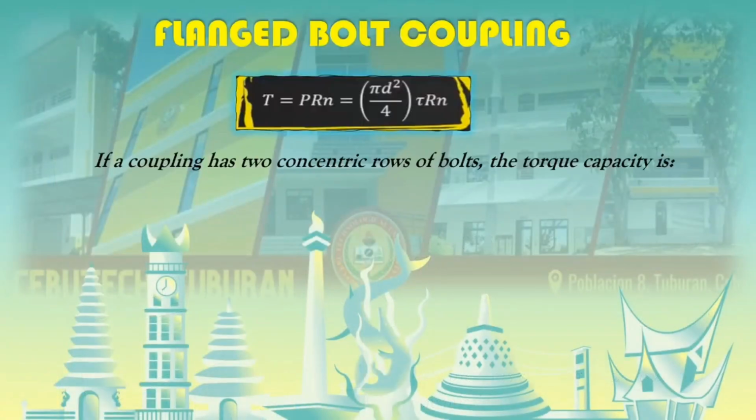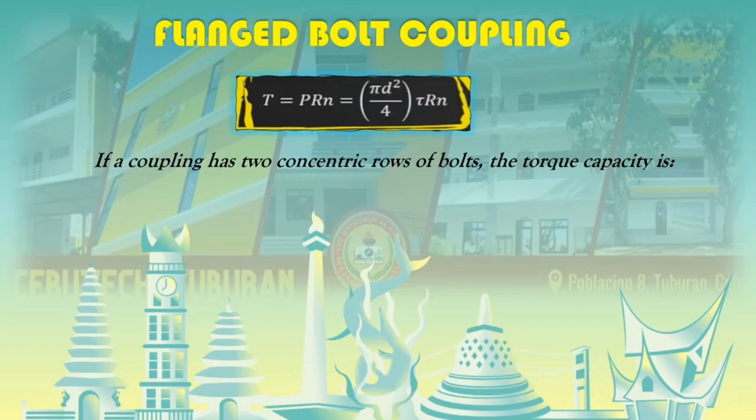It presents the torque capacity formula for a coupling with one circular row of bolts. T equals shear force times R times N, equals pi d squared over 4 times tau times R times N, which calculates the maximum turning power the coupling can safely handle.